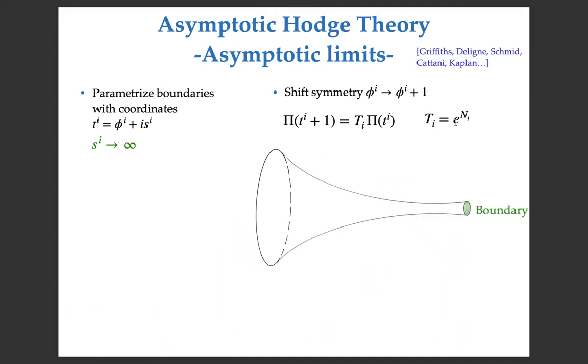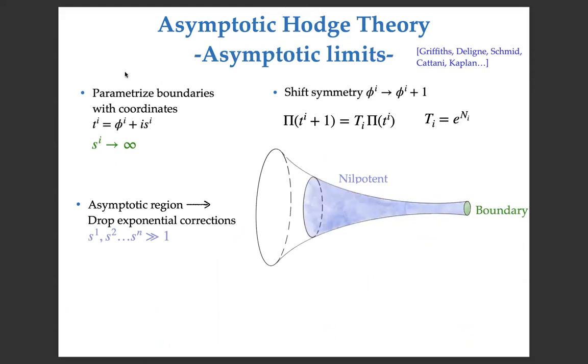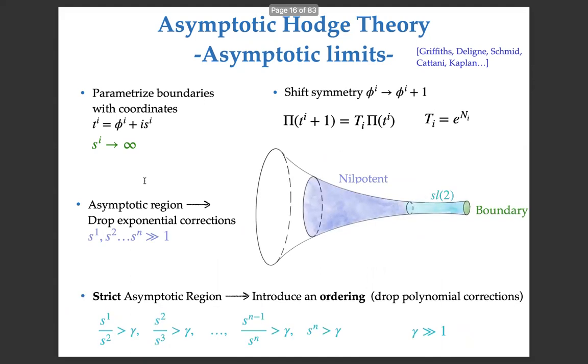The asymptotic region is defined by just making all these axions much bigger than one. And this allows us to drop some subleading corrections. But moreover, we are going to work in this strict asymptotic region because, as you will see, it will allow us to give very explicit results and very neat expressions for the Hodge star and for the kinds of fluxes that can appear, which are the relevant ingredients here in our problem.